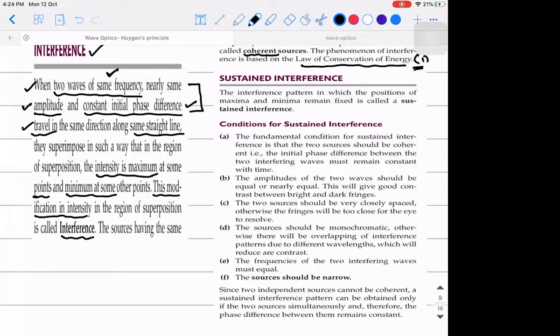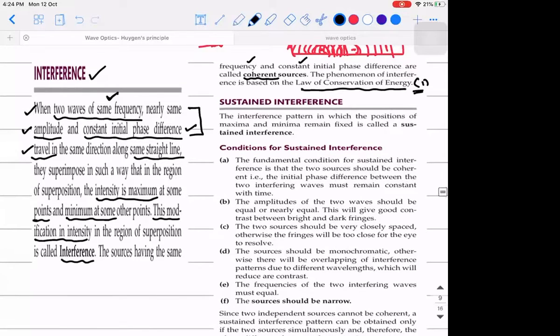Can you people answer? So for interference to be observed, what kind of sources are supposed to be used? Monochromatic. Okay, monochromatic is there. Then I told you one more important point. They should be coherent in nature. Going forward, I'll not use this word again and again, but you need to understand that whenever we are discussing, it is actually about the coherent sources. So what are coherent sources? Same frequency and constant initial phase difference.